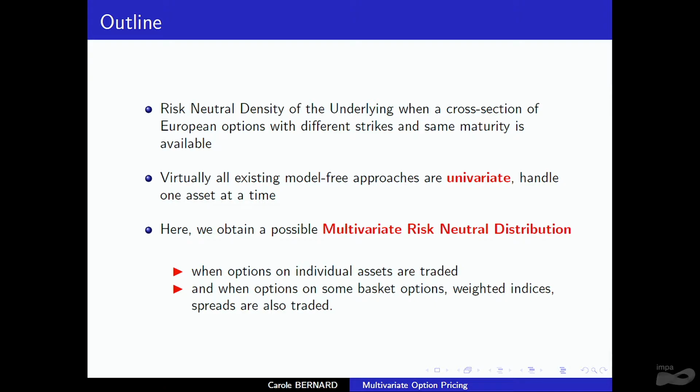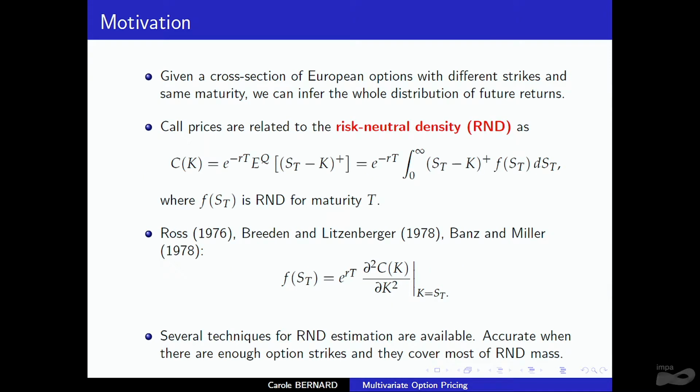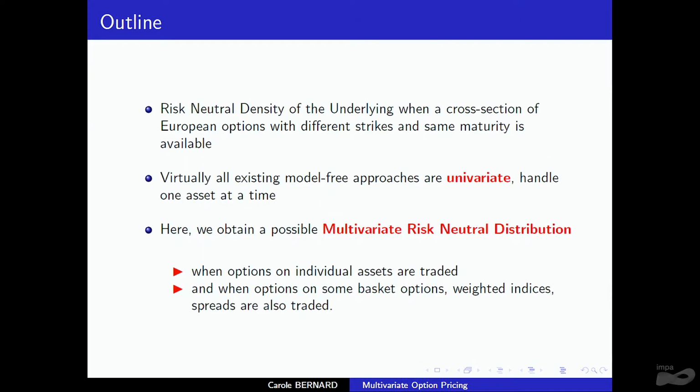So we could really consider some cases where we know not only basket options on, let's say, 5 assets, but also spread options between these assets and different basket options with different weights. So we are able to add a lot of constraints as long as they come as linear combinations of these individual assets.